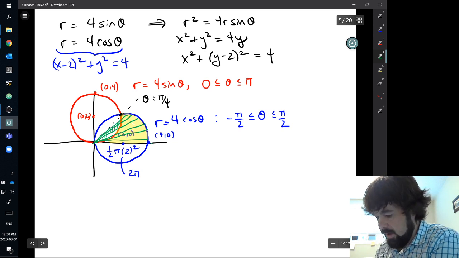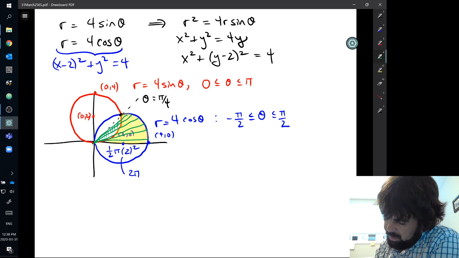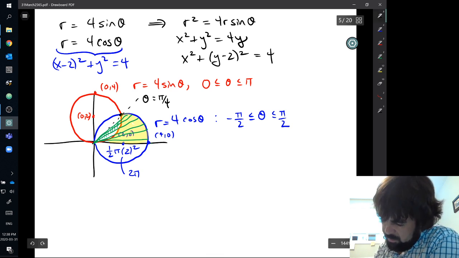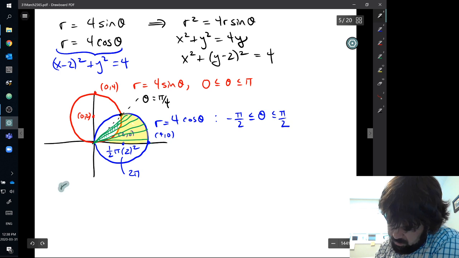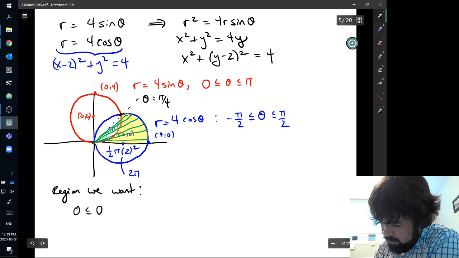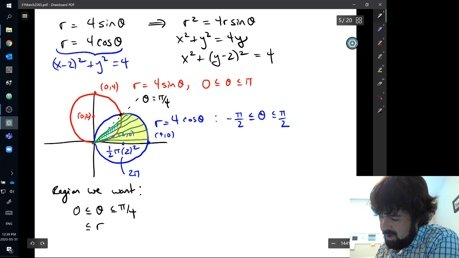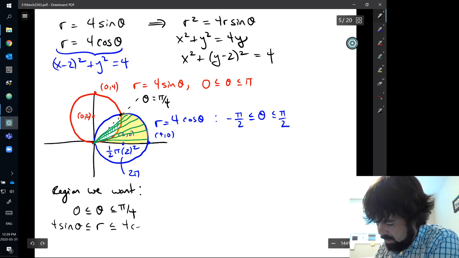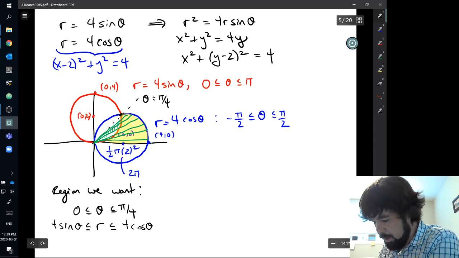Like that, right? Well, what you want to do is, the region that we want is going to be the one where theta is between 0 and pi over 4, and r, well, we want to be outside the red circle, so r has to be bigger than 4 sine theta, but we want to be inside the blue circle, so it has to be less than 4 cos theta, okay?